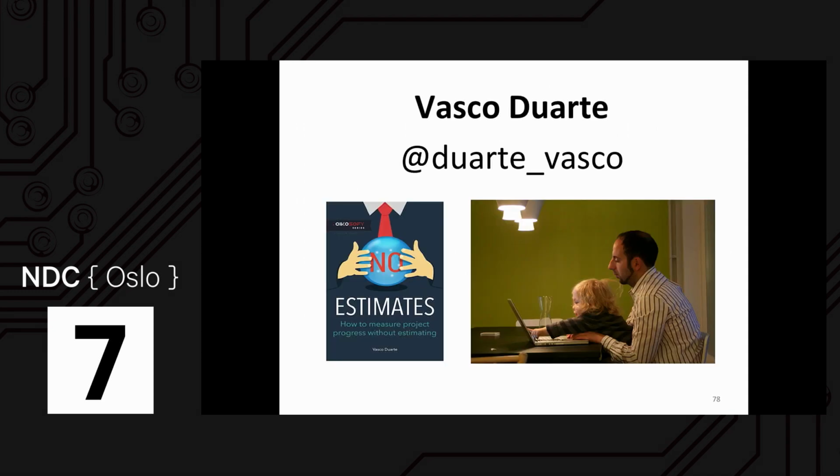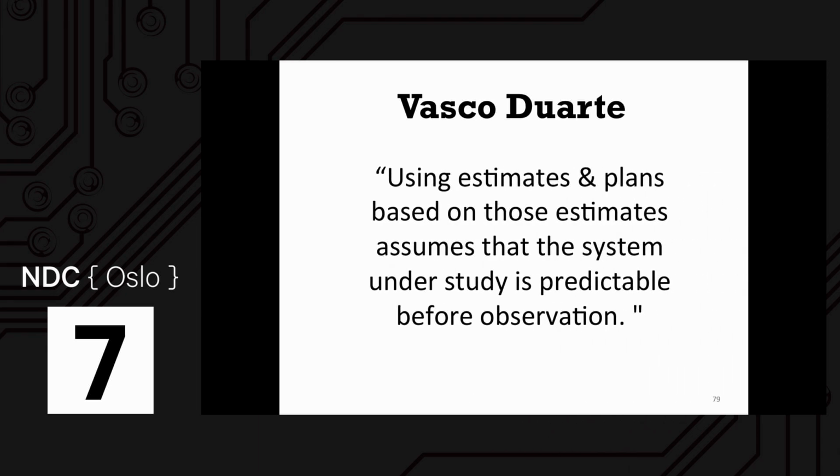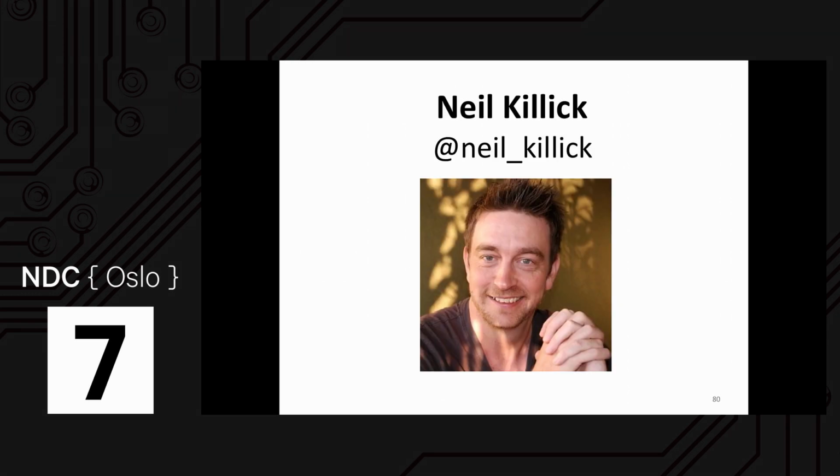I'm going to share a couple slides from people who have also been talking about this. Vasco Duarte wrote a book. I think you can get this book rather economically online. And this is something that he says. Basically, what he's saying here is that we make estimates about a system we know nothing about. We think that we have something we can make predictions on, but we haven't anything to observe yet. I like that. Neil Killick was one of the original people also talking about no estimates, starting in 2012.